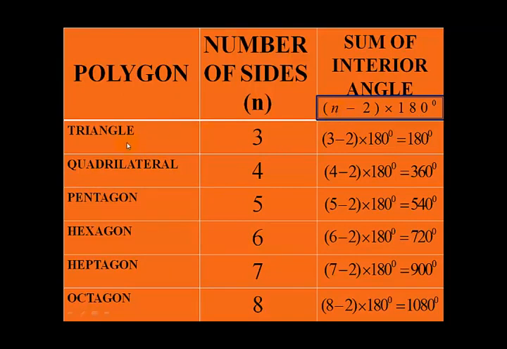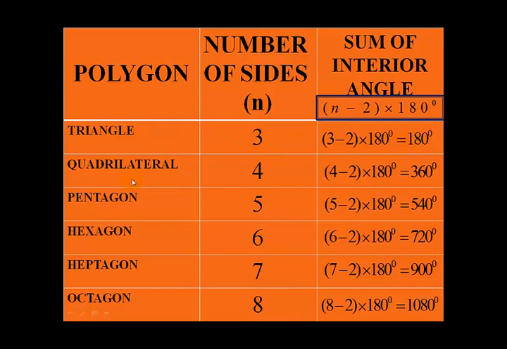Now, we have a triangle. A triangle has 3 sides, so n equals 3. Now, when n equals 3, it means that wherever we see n in the relation (n minus 2) times 180, we substitute 3. So we have (3 minus 2) times 180, and 3 minus 2 equals 1. And 1 times 180 degrees equals 180 degrees. This means that the sum of the interior angles of a triangle is equal to 180 degrees.